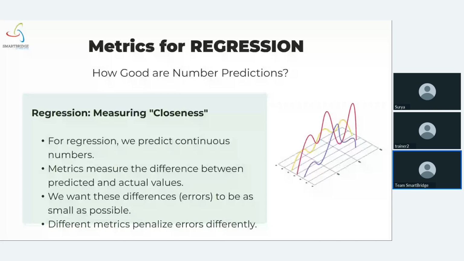Suppose we are predicting that the gold price will be 50,000 tomorrow, but the actual price is 45,000. So how close is the value? It's around 5,000 off. It is only 5,000 different from the predicted value. That 5,000 is the measurement of how close the value is.